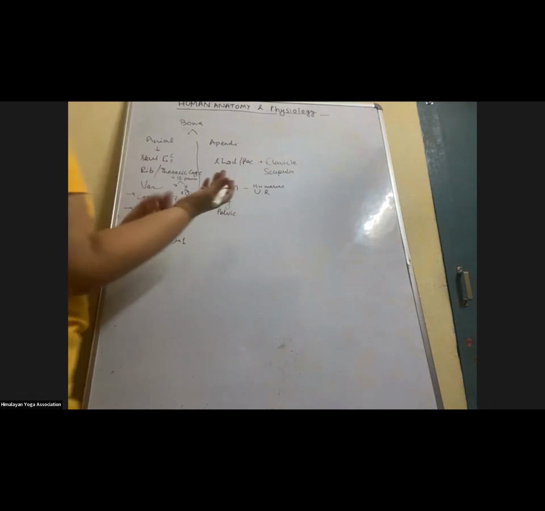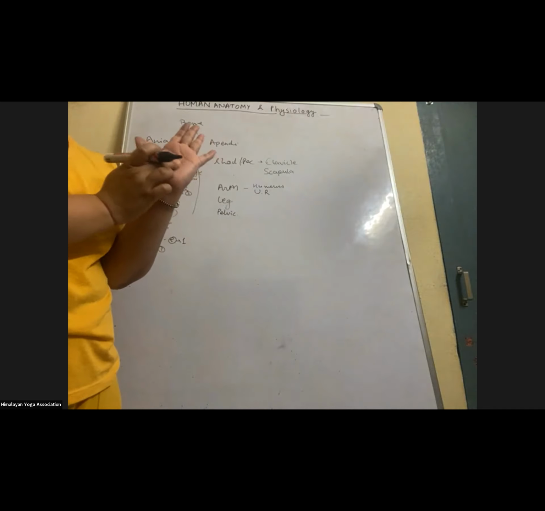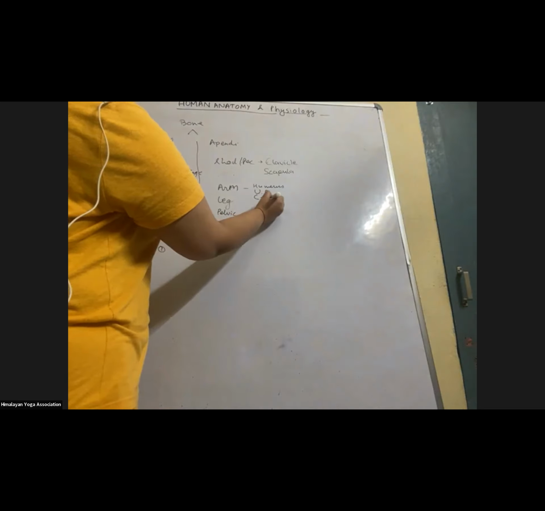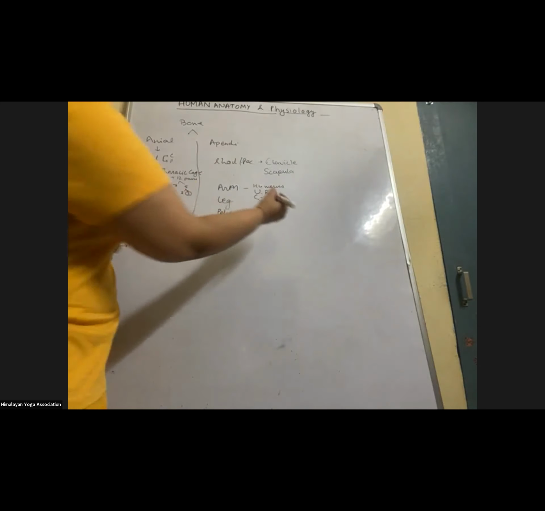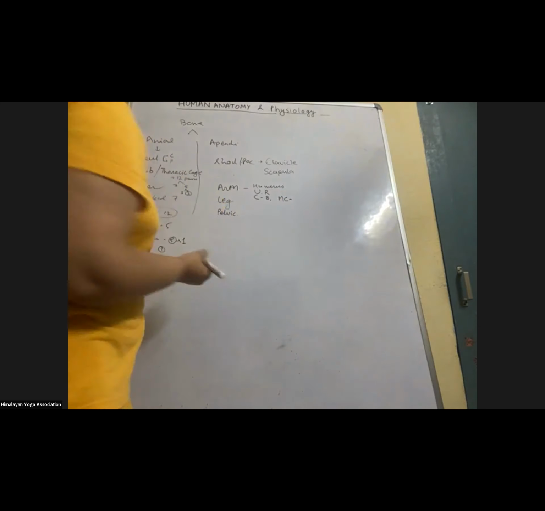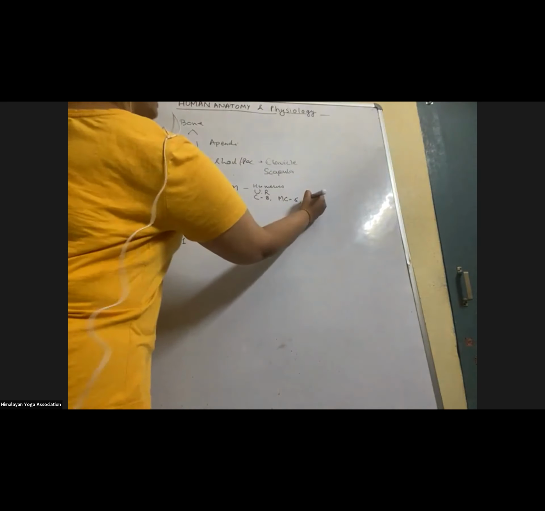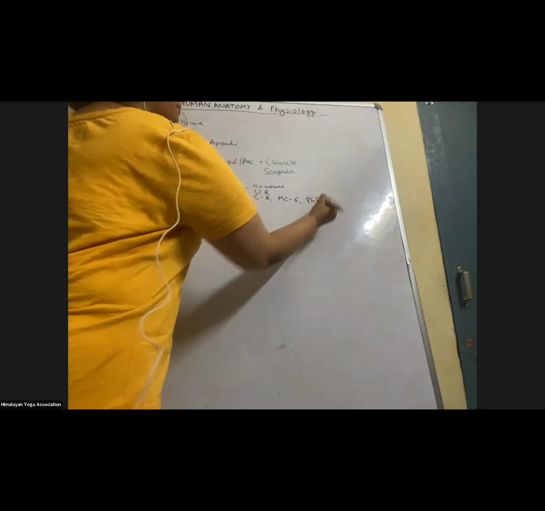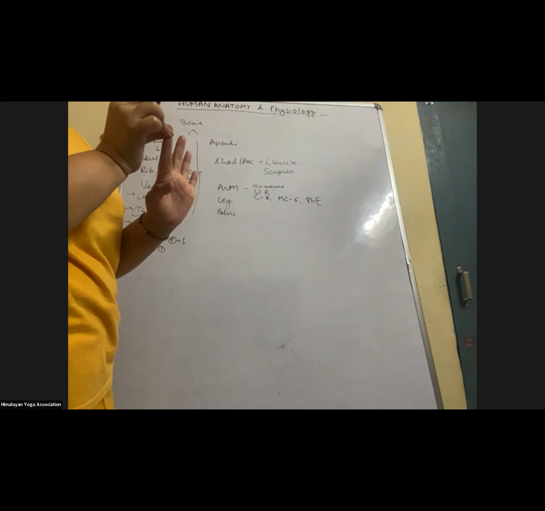Ulna and radius. Then what do we have here? The carpals. How many carpals? 8. Yes, very good. Then here, metacarpals. How many? 5. Then what do we have here? The phalanges. How many types of phalanges do we have? 3. What are those? Proximal, middle, and distal. Which one is this?